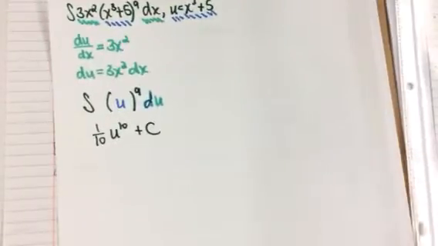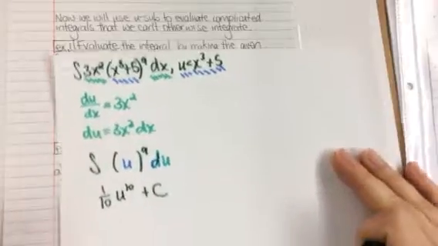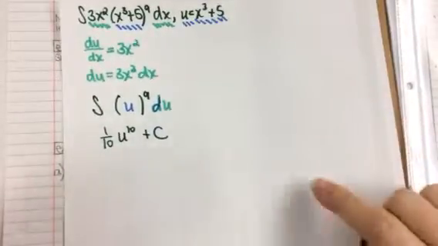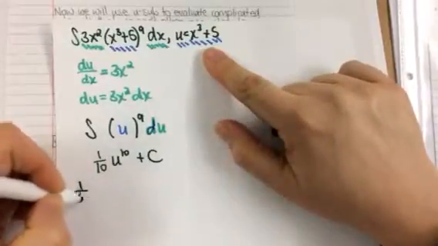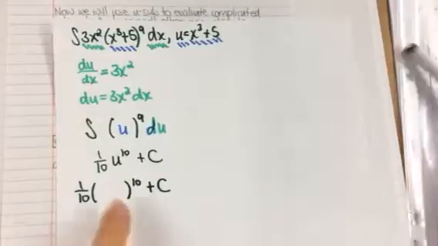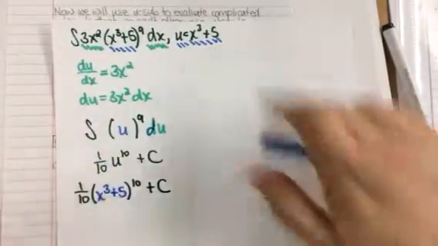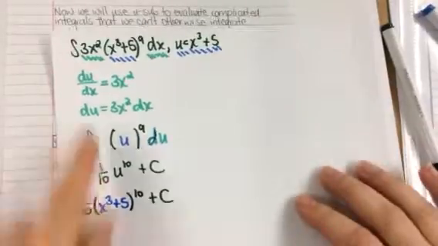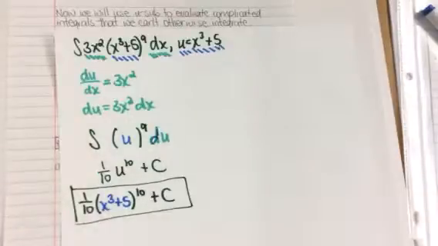And just like I said before, I don't care about u. The problem was an x. That sounded funny too, didn't it? So I need to substitute this back in. So 1 over 10 to the 10th, but instead of the u, I want the x to the third plus 5. So that is the antiderivative of this. That's the answer. Okay?